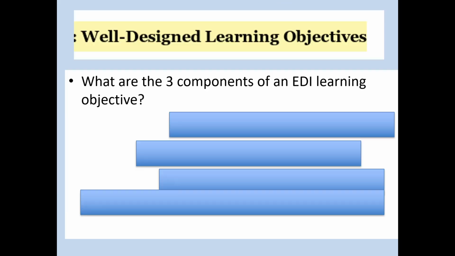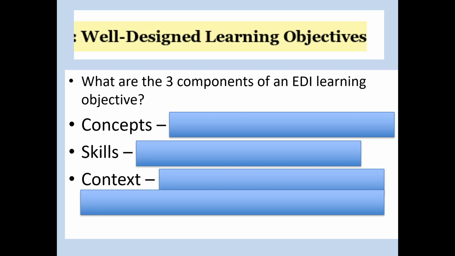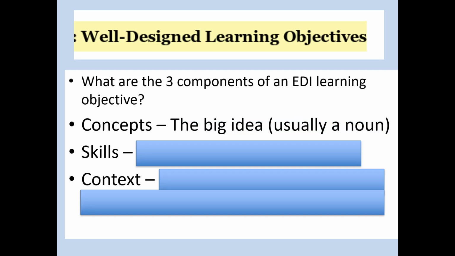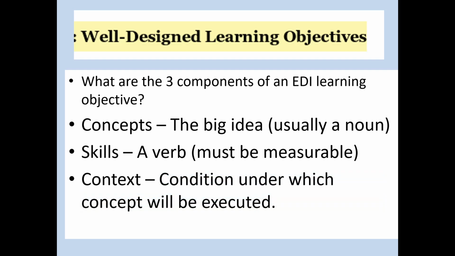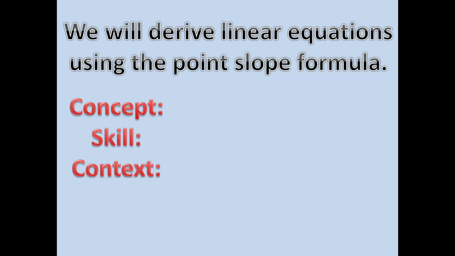So what were the three components of an EDI objective? There were concepts, skills, and context. The concept was the big idea, the skill, a verb, and the context, the condition under which the concept will be executed. So let's take a look at a couple of objectives, and see if you all can identify the concept, skill, and context. If we were going to do the objective, we will derive linear equations using the point slope formula, what would you say is the concept, skill, and context?